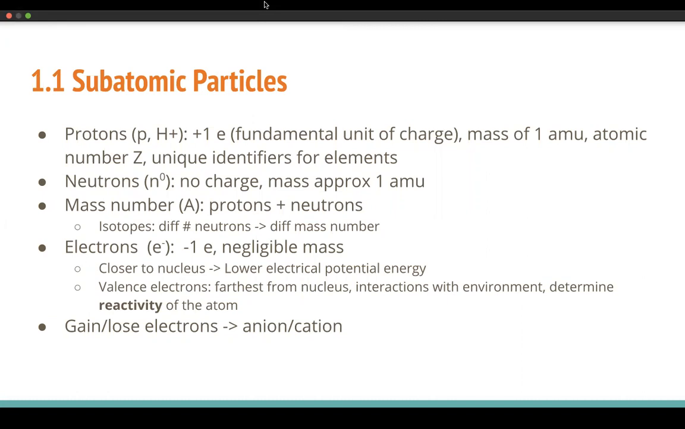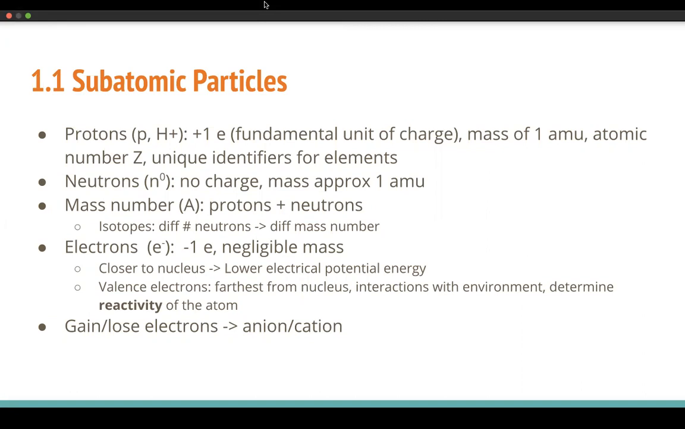Protons are also the unique identifiers for elements, so each element has a different proton number. Neutrons have no charge, and they weigh approximately the same as a proton. Mass numbers are just protons plus neutrons.